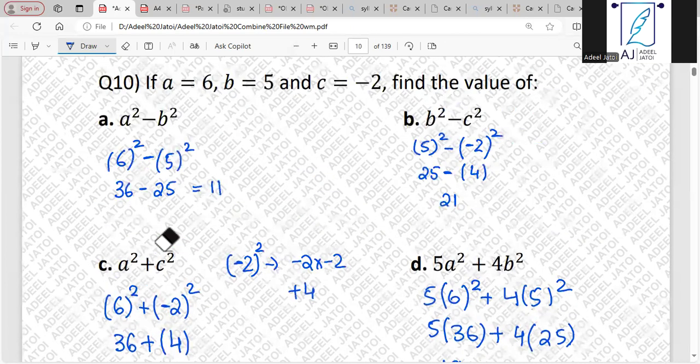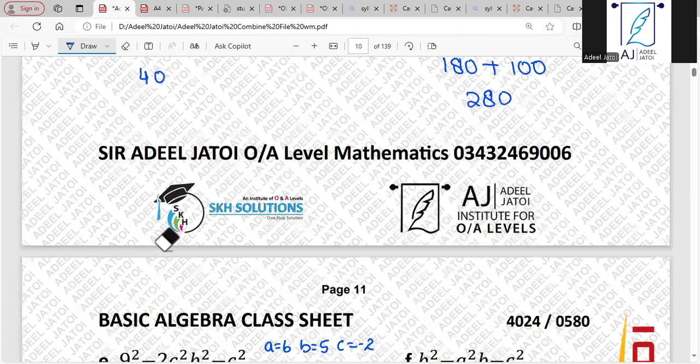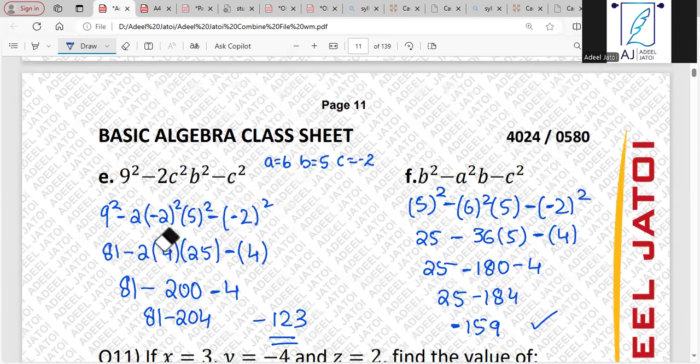For the same question, that was question number 10, with the values of A is 6, B is 5, and C is minus 2, find the value. So we just need to do substitution of this.